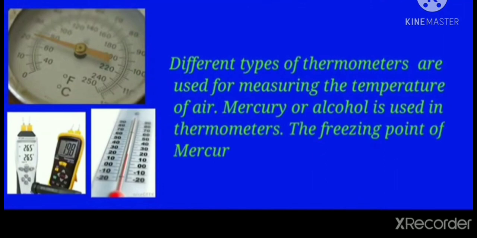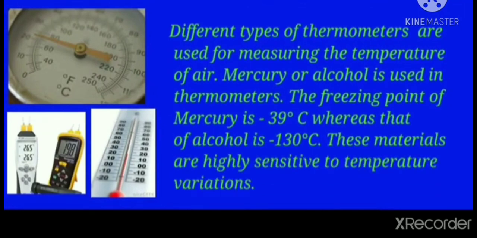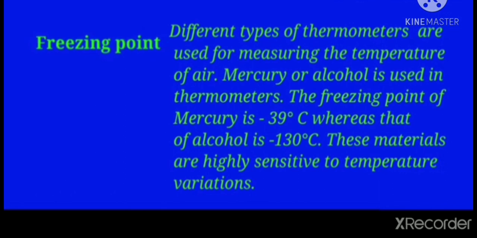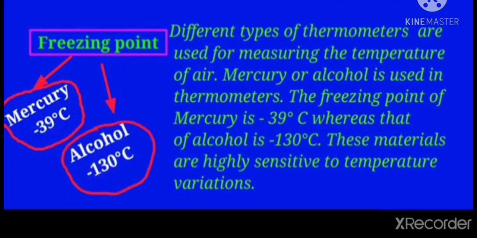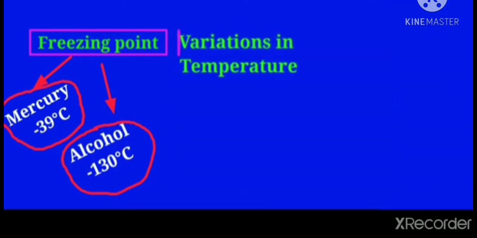Let us see the next topic, that is temperature. Different types of thermometers are used for measuring the temperature of air. Mercury or alcohol is used in the thermometers. The freezing point of mercury is minus 39 degrees Celsius, whereas that of alcohol is minus 130 degrees Celsius. These materials are highly sensitive to temperature variations.